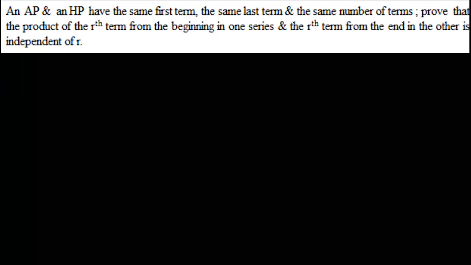Now here the question is, an AP and an HP have the same first term and the same last term and the same number of terms. Prove that the product of the rth term from the beginning in one series and the rth term from the end in the other is independent of r. So suppose we have an AP whose first term is a and whose last term is b, and suppose the number of terms is n.